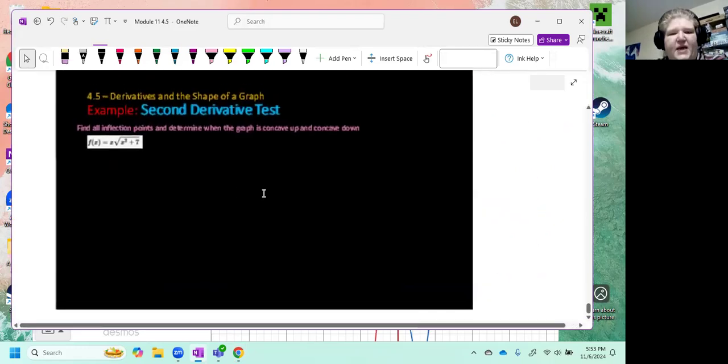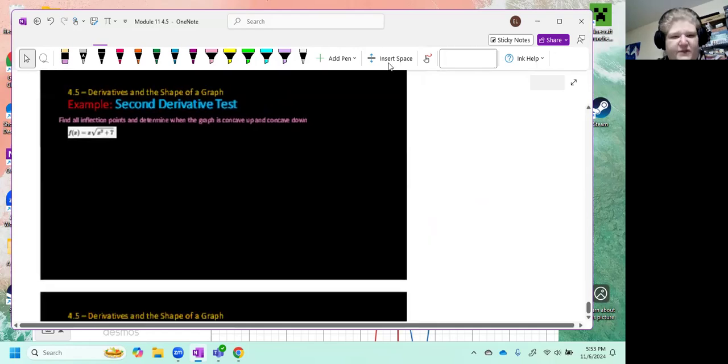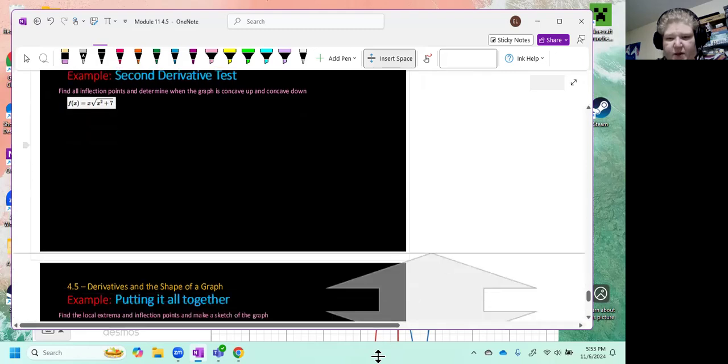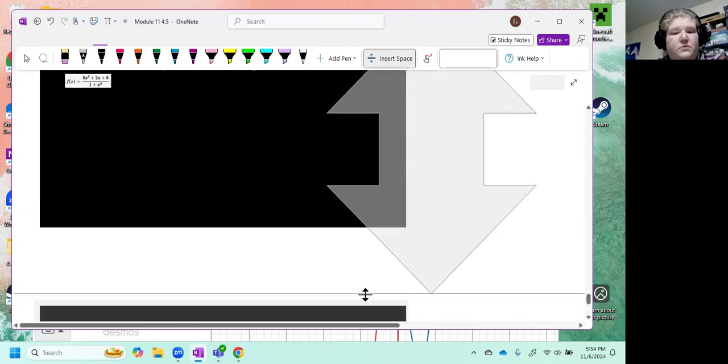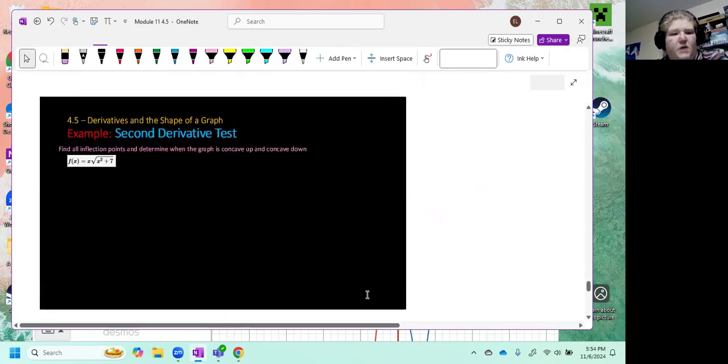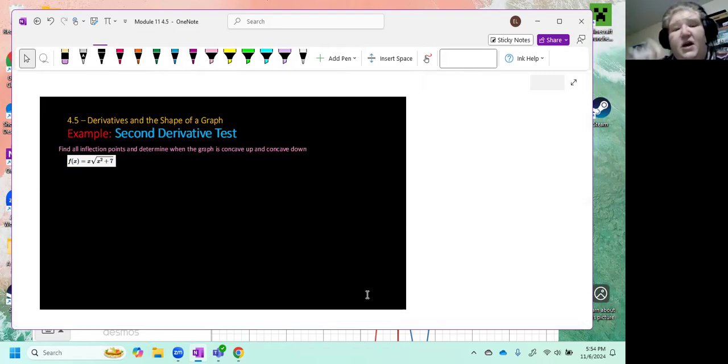Now let's see what craziness we have with the second derivative test. And let me put some space in here, because we all know I'm going to write too big. Find all inflection points and determine when the graph is concave up and concave down. So this is asking us to play around with the second derivative.